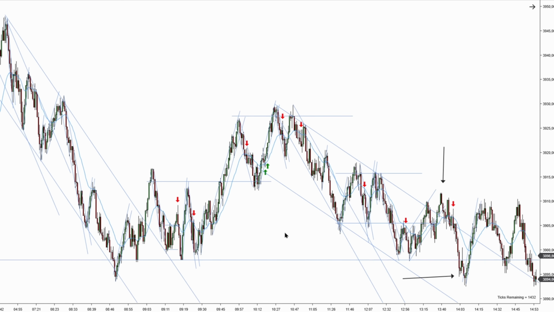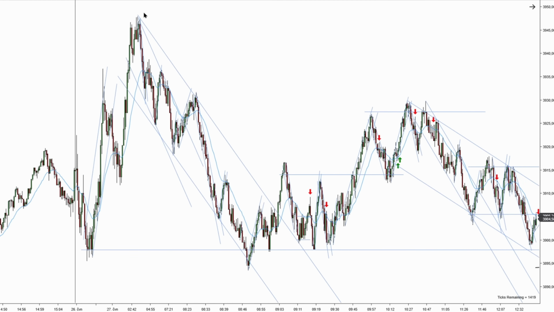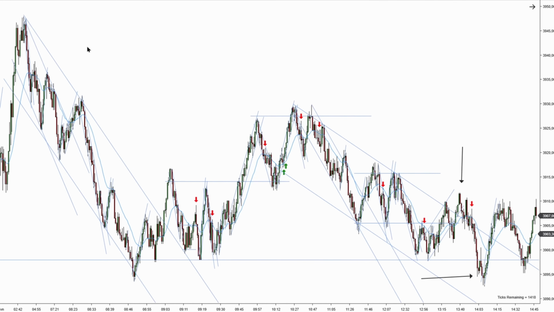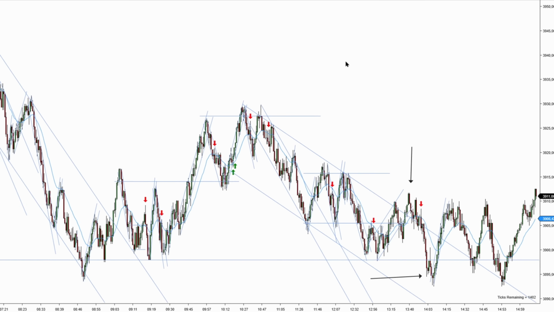If we zoom out, we can see overall the bias was quite bearish because this was the highest high of the day, and from that point on, prices created a big leg down, corrected a little bit but failed to reach the high of the day, and again continued pushing lower, indicating bearish bias.